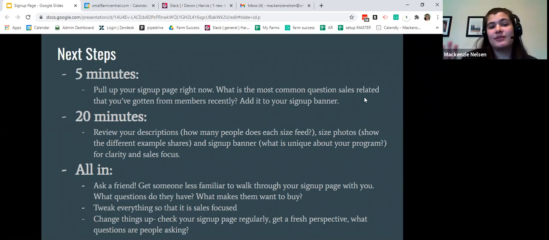Overall next steps, if you have 5 minutes, I'd say pull up your sign up page right now and think about what's the most common sales related question that you've gotten from members recently, and add something like that to your sign up banner or your share descriptions. If you want to go a little bit more in depth, look over your descriptions, your size photos, your sign up banner, and make sure you have a clear call to action and sales focus throughout the entire page.